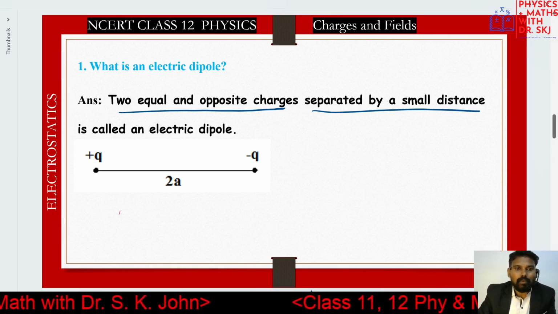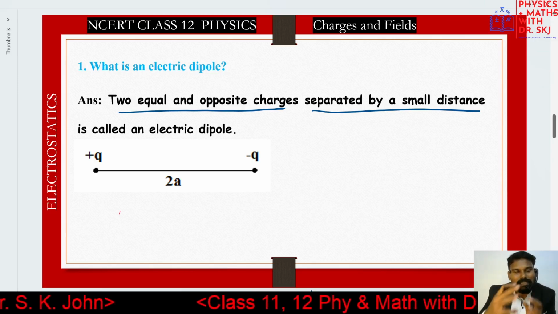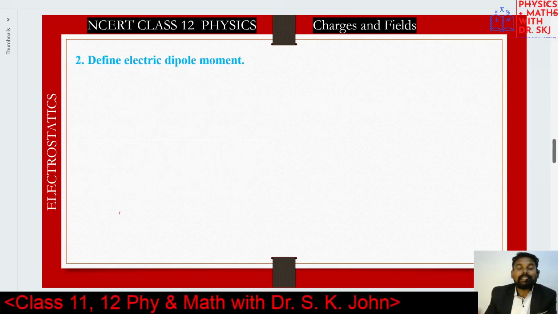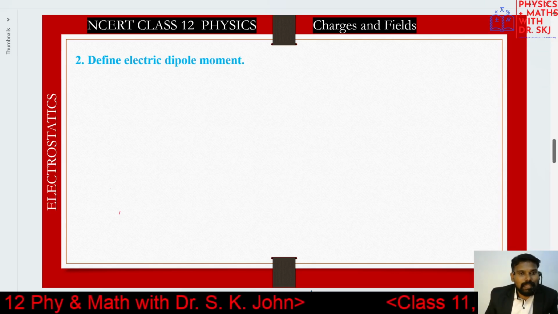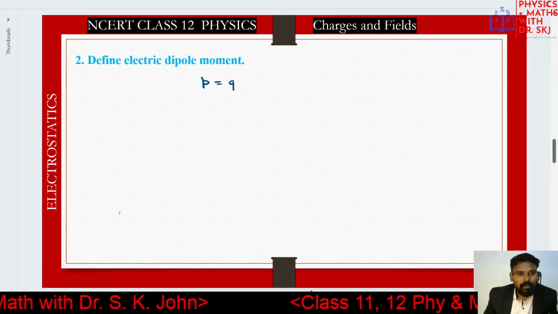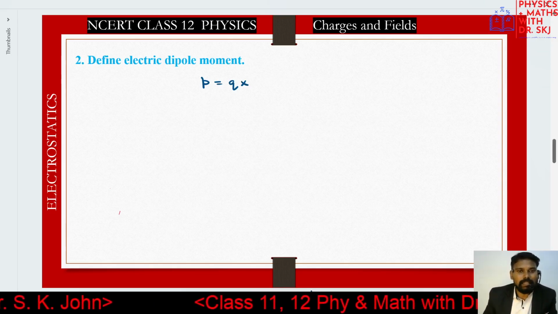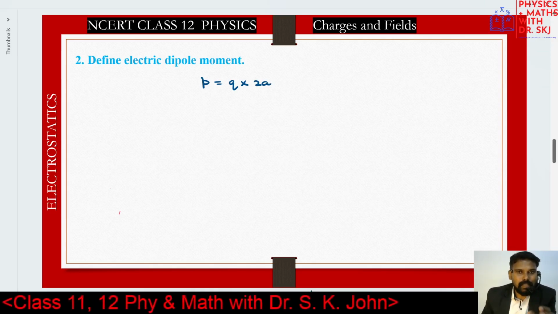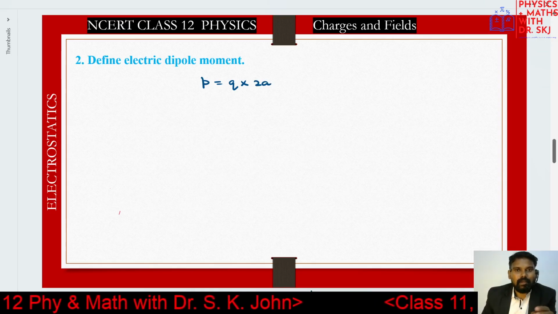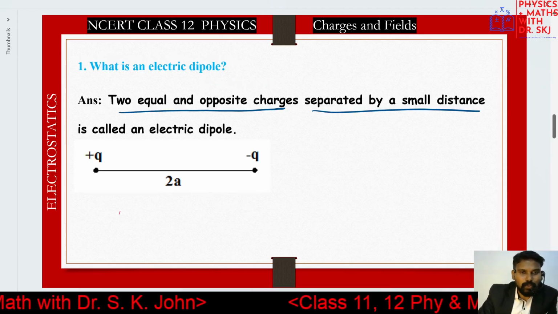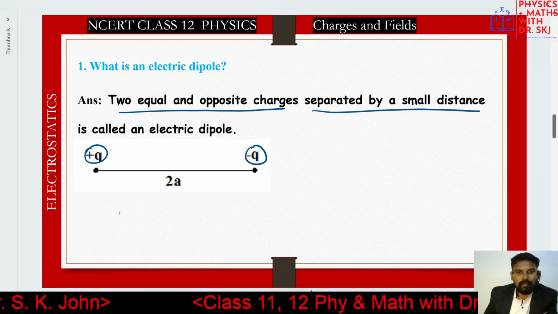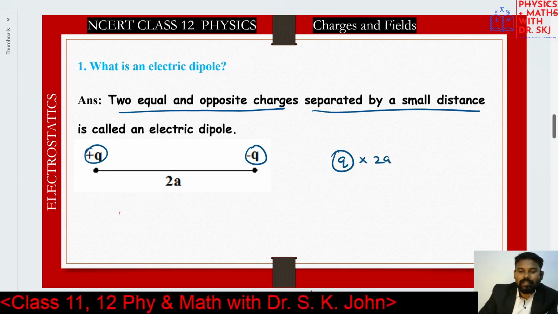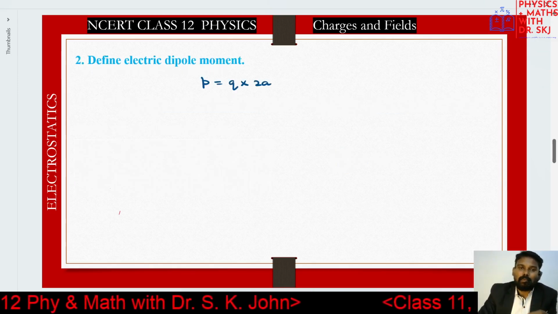Now we will move to a physical quantity which represents the strength of this dipole. To represent the strength of the dipole, we use a physical quantity called electric dipole moment. The electric dipole moment is the product of the magnitude of the charge and the length of the dipole. One charge is plus q and the other is minus q. We are taking the magnitude of the charges, which is q, and this q should be multiplied with the length of the dipole. Then you will get the physical quantity, electric dipole moment.